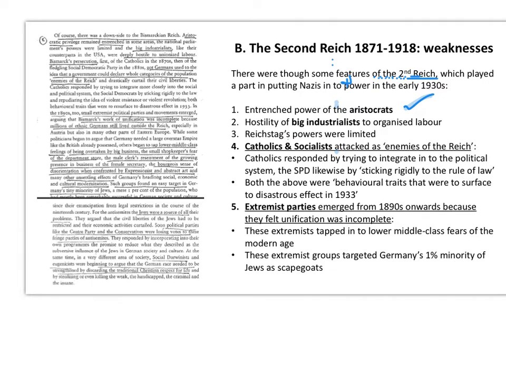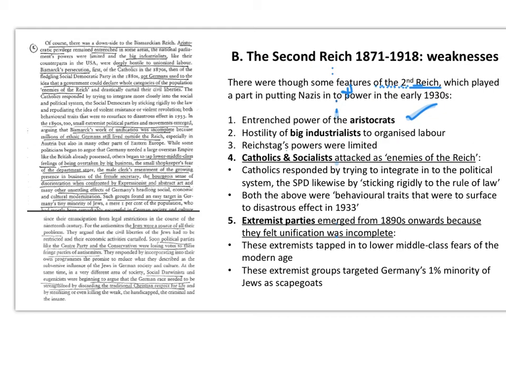Another factor that helped Hitler into power was big industrialists. They were big backers of the Nazi Party and helped put Hitler into power. So again, we know that that was a big feature. Sammlungspolitik, the alliance of steel and rye. Another feature: we know that when Hitler took power, he wanted to limit the powers of the Reichstag. We know that from the Second Reich, the Reichstag had relatively limited powers. So there's the continuity with the past.